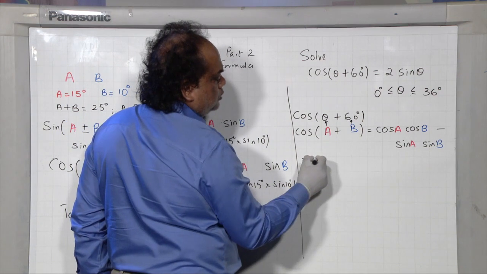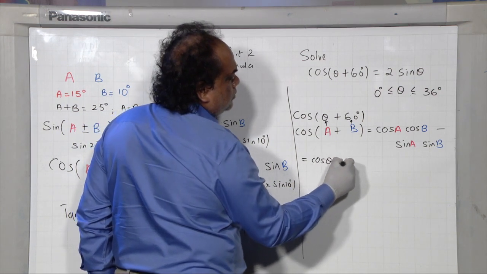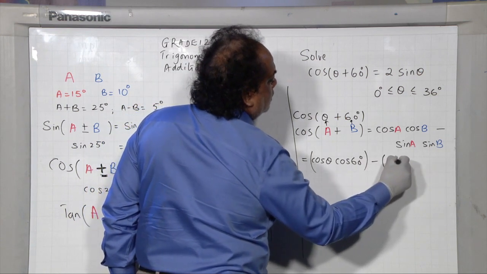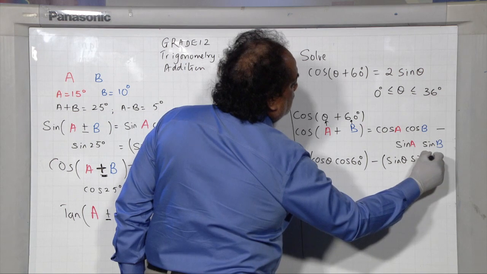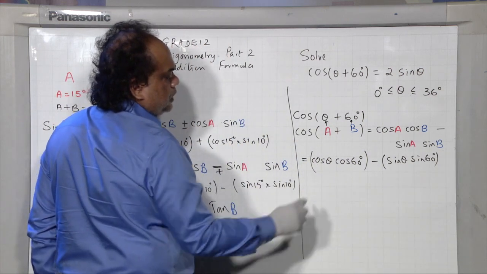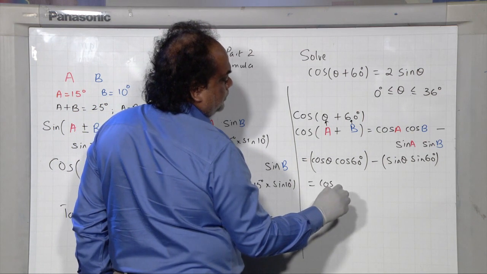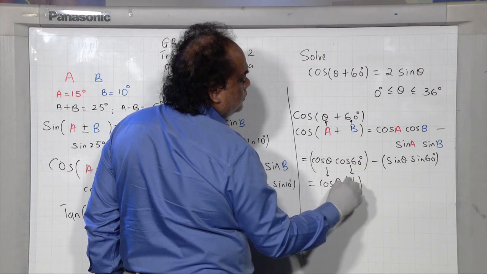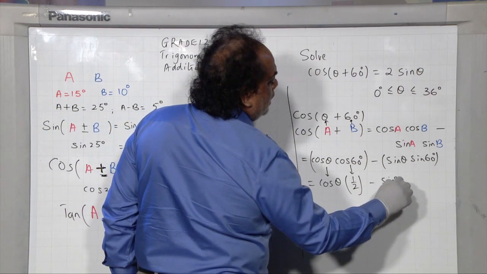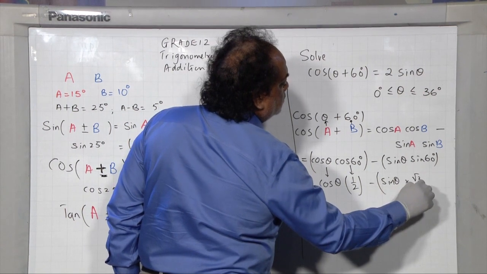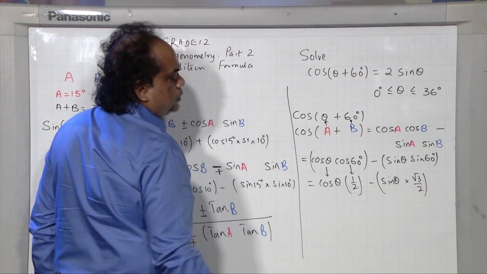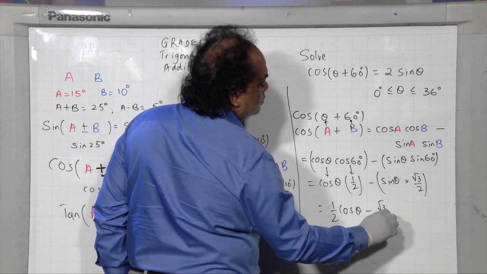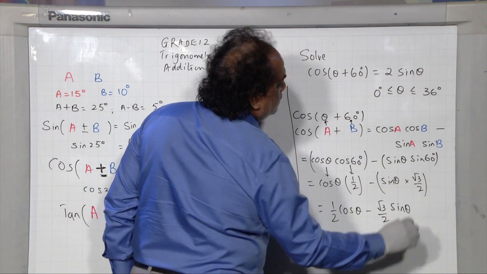Instead of A, I have theta. So it becomes cos theta cos 60 minus sin theta sin 60. So cos 60, cos theta, cos 60 is half. Sin theta, sin 60 is root 3 over 2. So this becomes half cos theta minus root 3 over 2 sin theta.